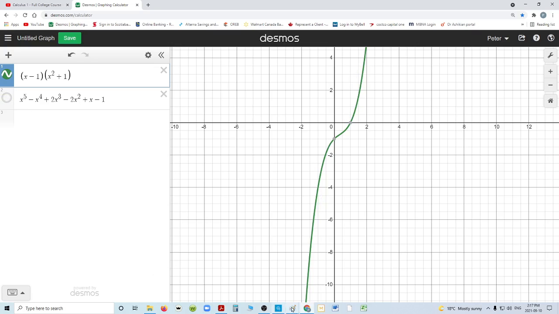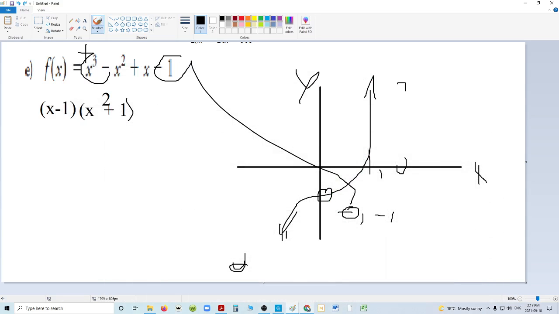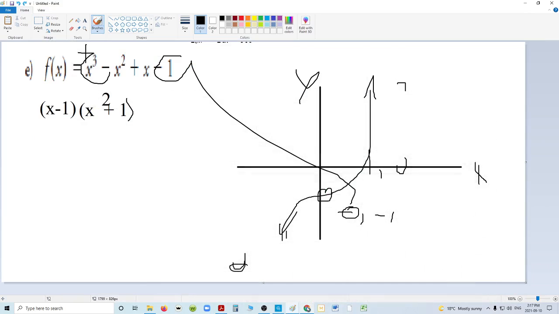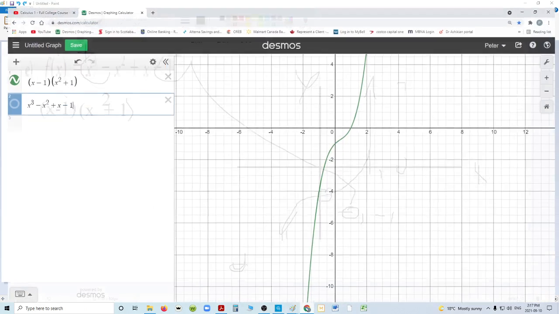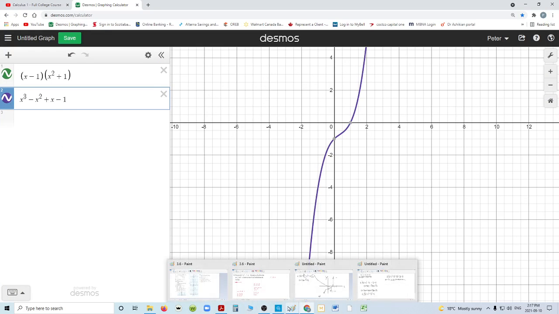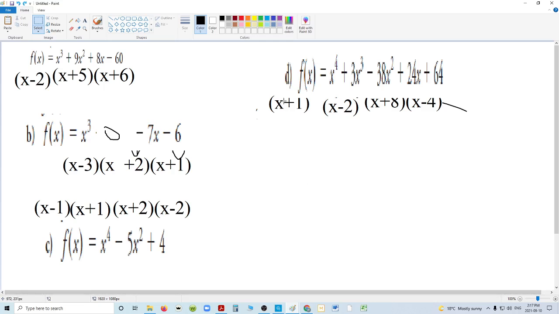And then now let's go to the original graph, x cubed minus x squared plus x minus 1, to see if we get the same one. So it's x cubed minus x squared plus x minus 1. And sure enough, we factored it correctly. Okay, now we're going to go to the next one.